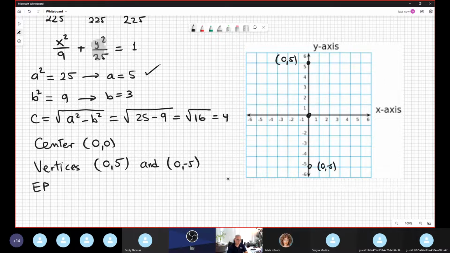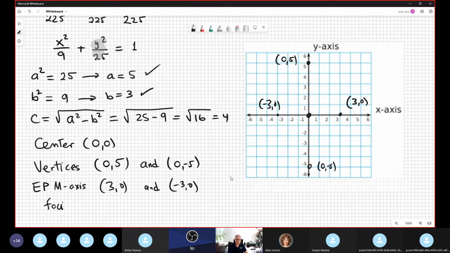Now what about the endpoints of the minor axis? Let's look at it on the x-axis. Now what distance? 3. So 3 here. This is 3,0 and minus 3,0. Cool. And what about foci?